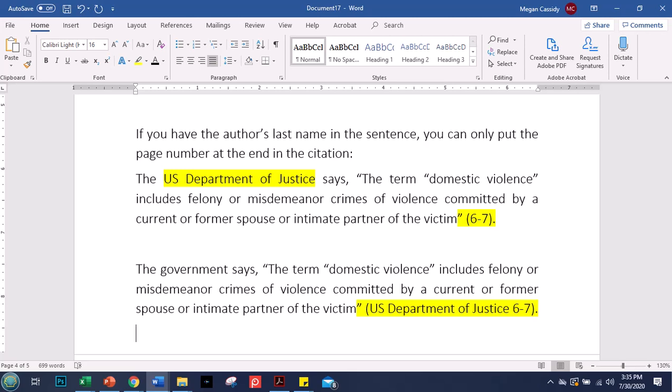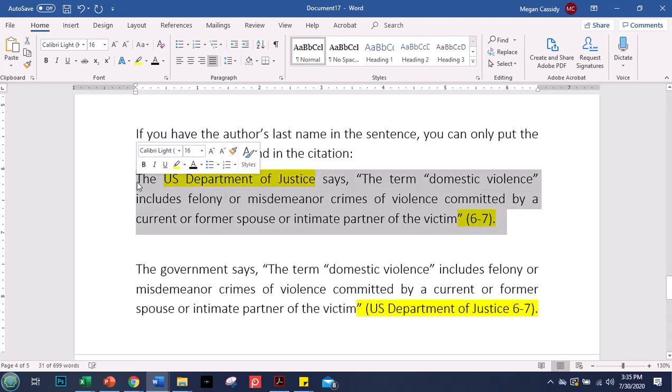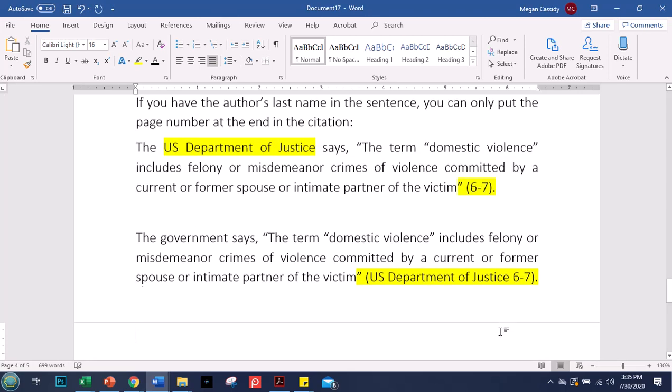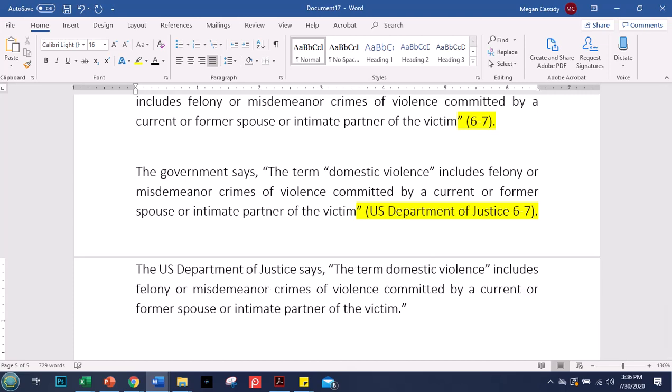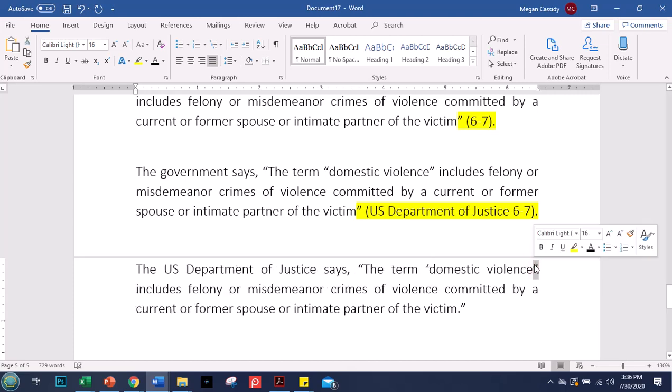Many times you don't have page numbers because you're using internet sources. So what that would look like if you didn't put both in is this. And I'm going to take off the highlighting. Okay, so the U.S. Department of Justice says, quote, the term domestic violence includes felony and misdemeanor crimes, etc. There's an error there, but that's okay.